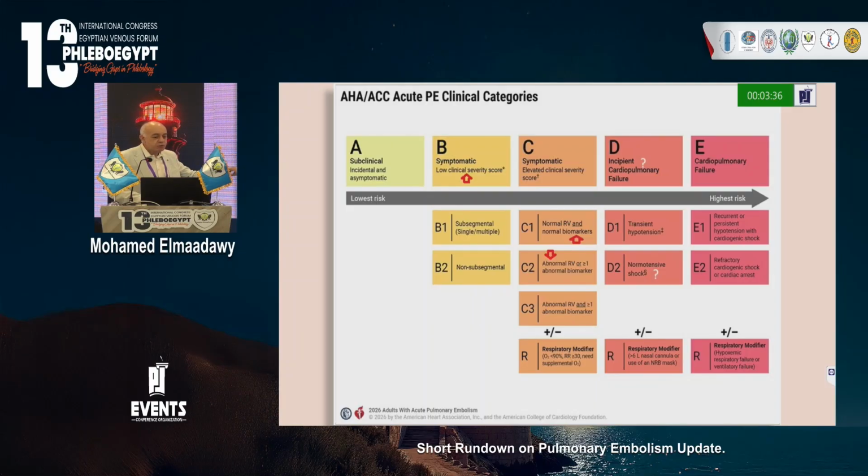We come to the risk stratification according to the 2026 guidelines, the most recent. They go through from A, B, C, D, and E. We have some remarks over here. This is a pointer.